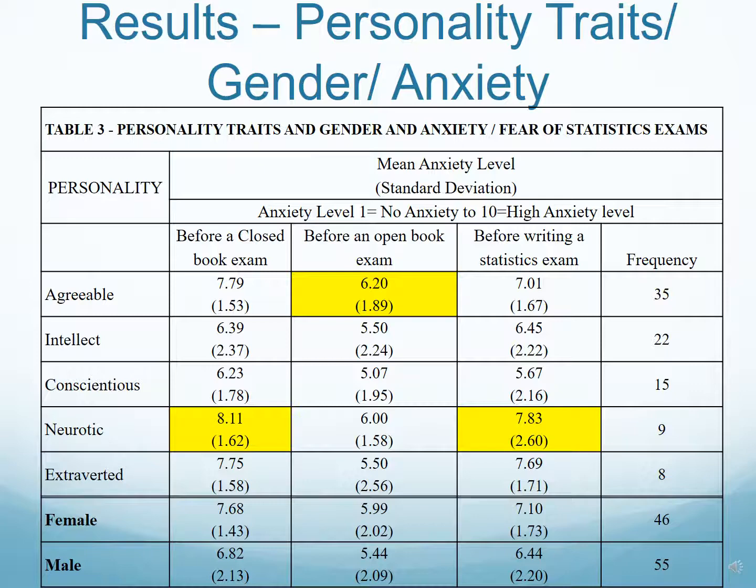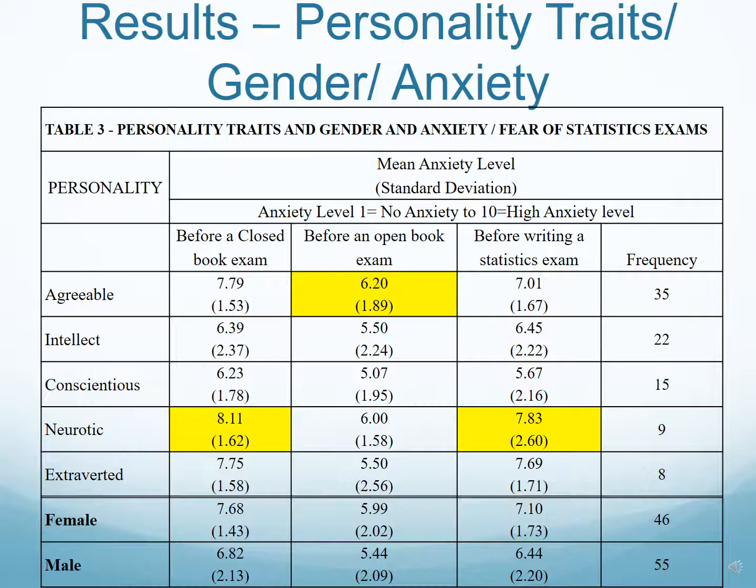This part of the study will look at the personality traits and gender and their anxiety. If we start with gender at the bottom of the table, we see that in general, whether the exam is a closed book format, an open book format, or it is simply writing a statistics exam, the level of anxiety is always higher with the female group than with the male group: 7.68 compared to 6.83, and we find that everywhere.